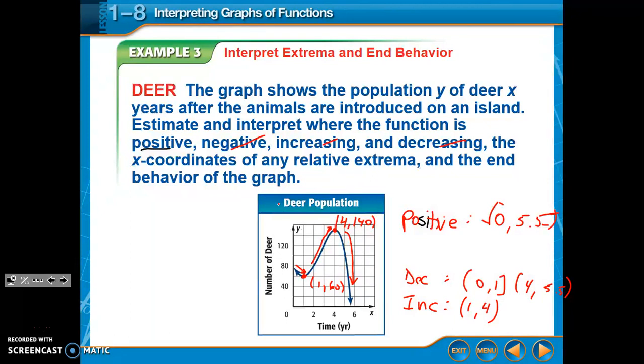Okay, and then end behavior of the graph, we can say here, as x decreases, y increases. So as I'm going this way, this arrow is going up. As I go this way, so as x is increasing, y is decreasing.